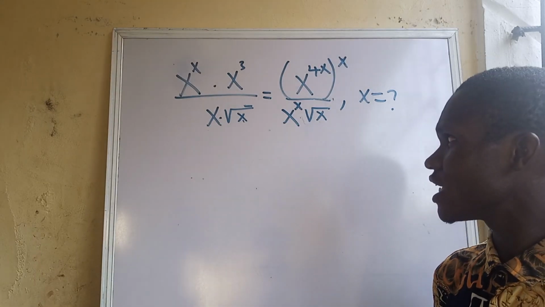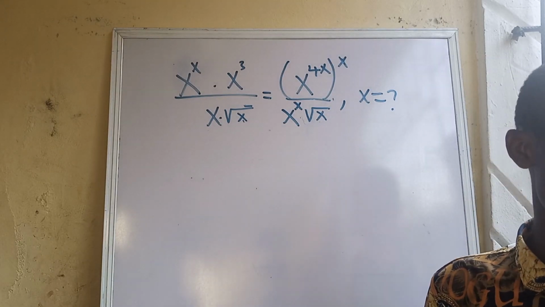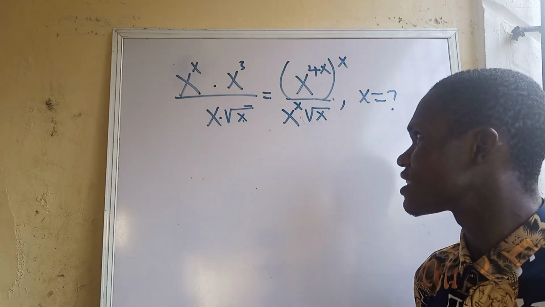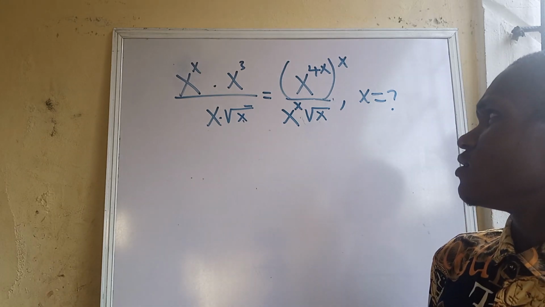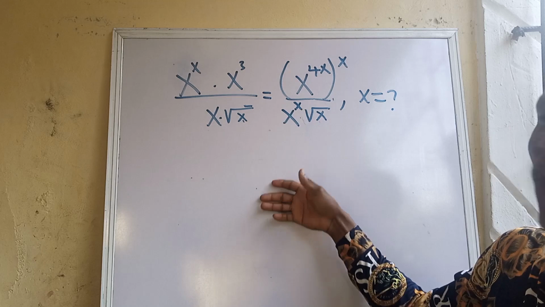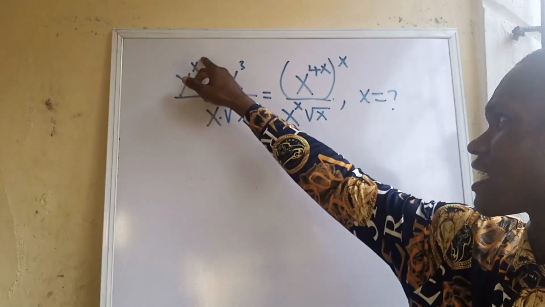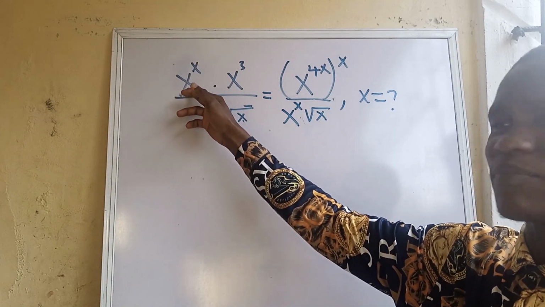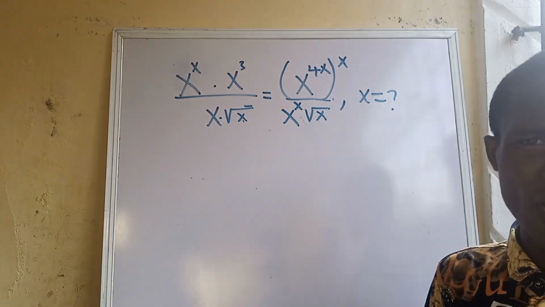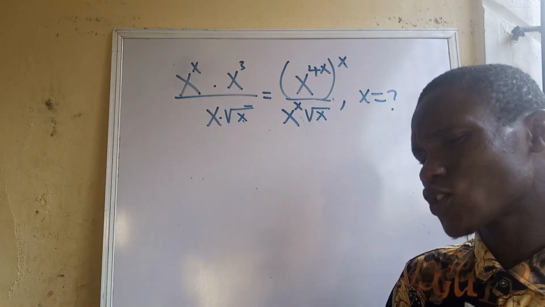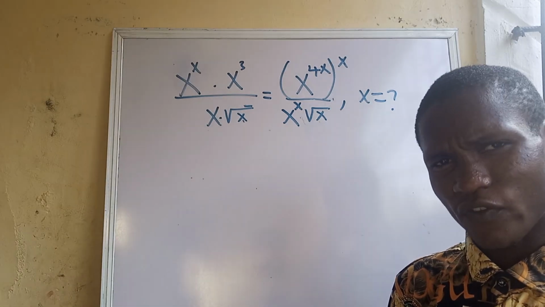Before we move on to solve this, let us look at this equation very clearly. We can see x is all over the equation because we are having x as a power, x as a base, x as a numerator, and x as a denominator. So how can we look for the value of x?